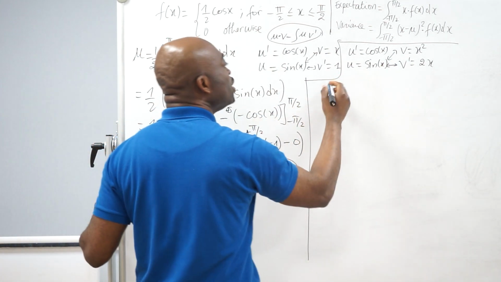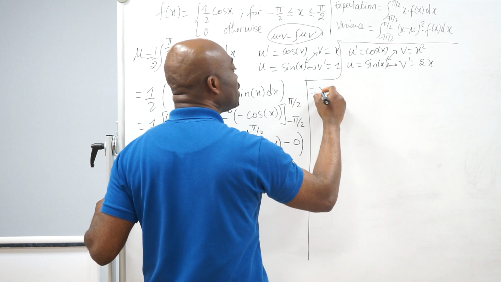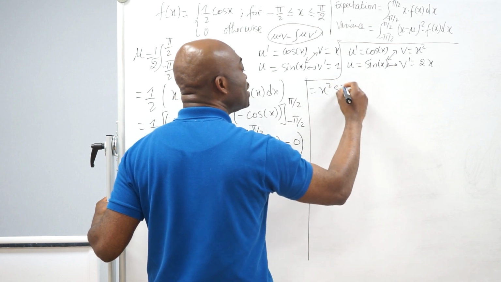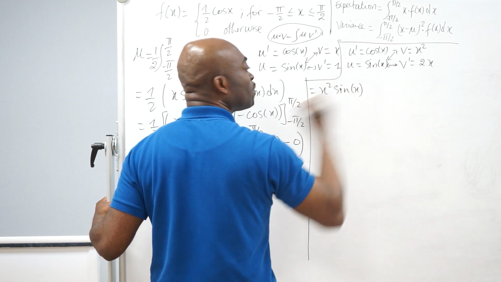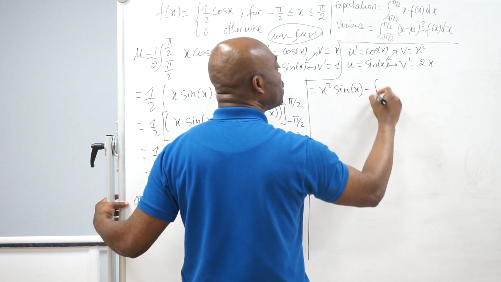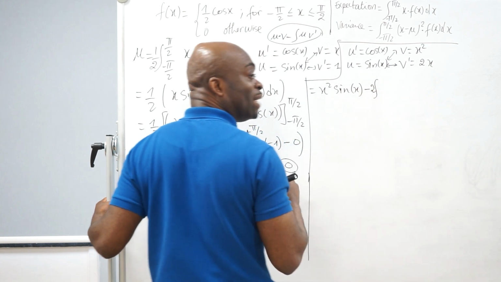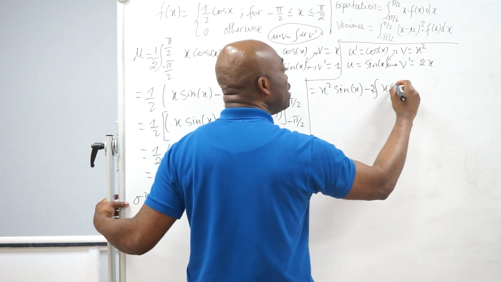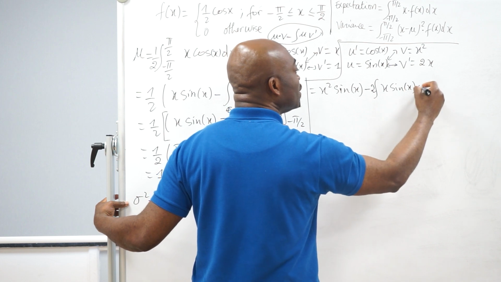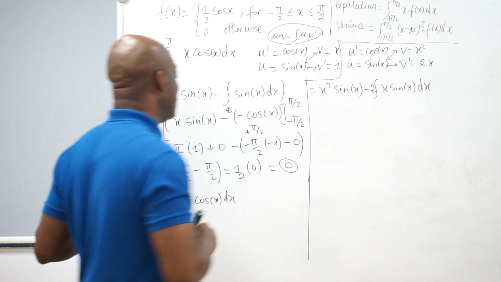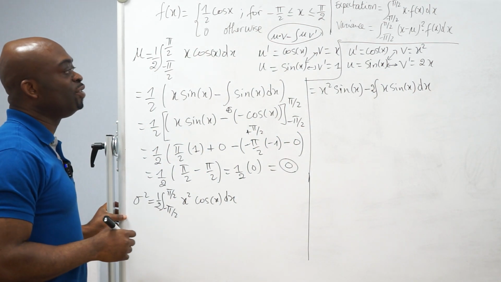So let's go at it. So u times v is going to give us x squared times sine of x, minus twice, so the 2 is coming outside, x sine of x, then dx. So that's what we have at this point.